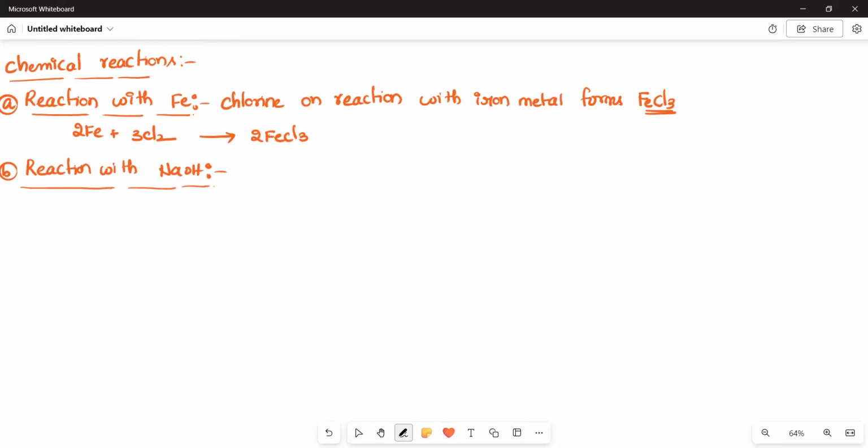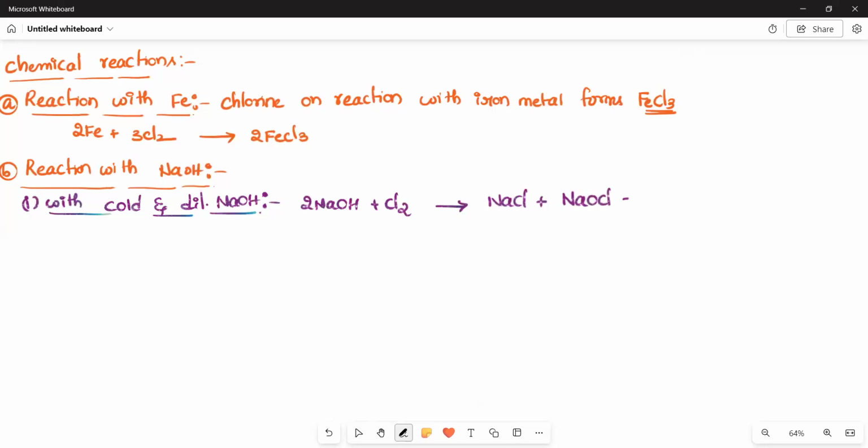Condition number 1, with cold and dilute NaOH. Here you see the reaction: 2NaOH plus Cl2 gives rise to NaCl plus NaOCl plus water. Here the chlorine oxidation state is 0, in NaCl it is -1, in NaOCl it is +1, which is a disproportionation.